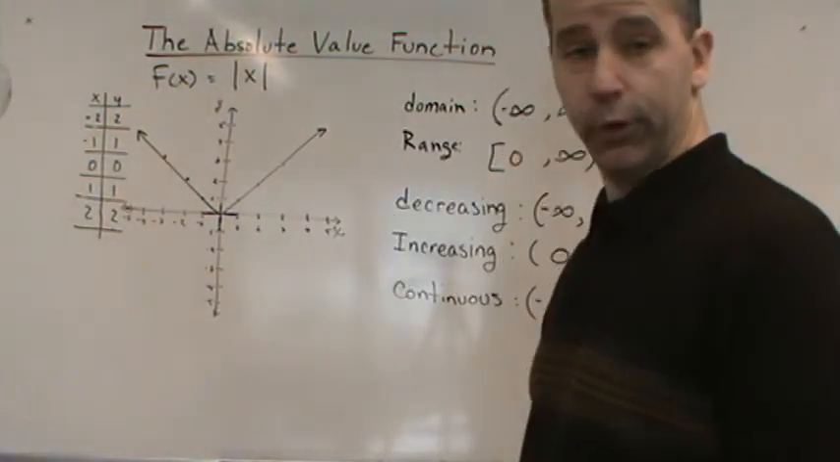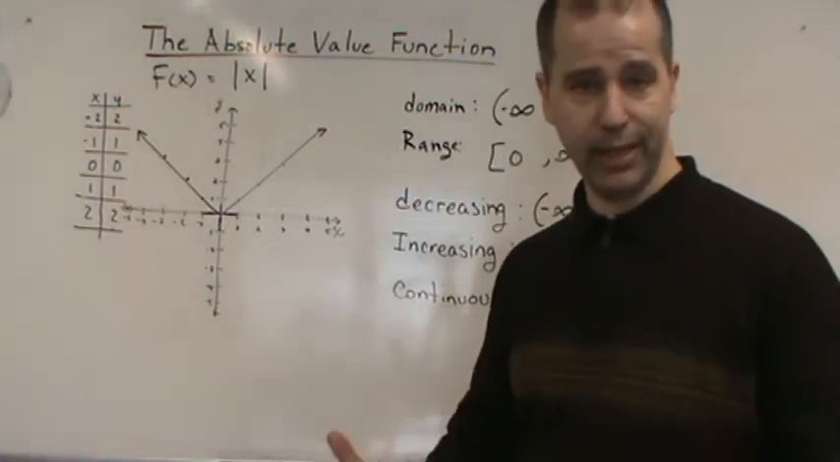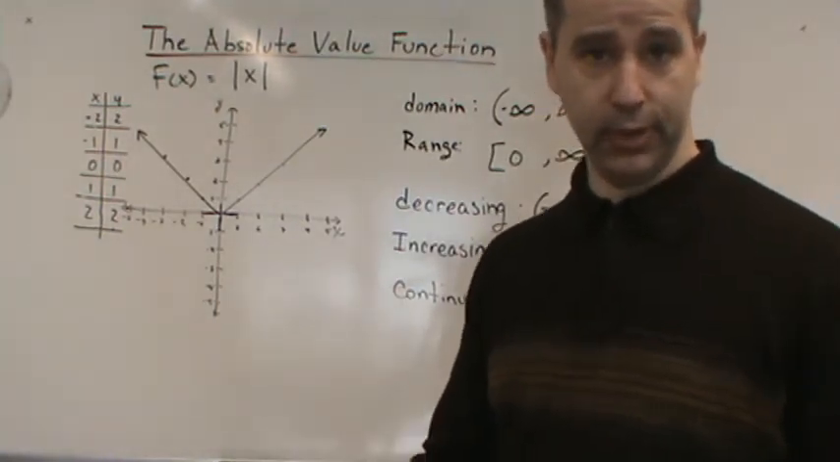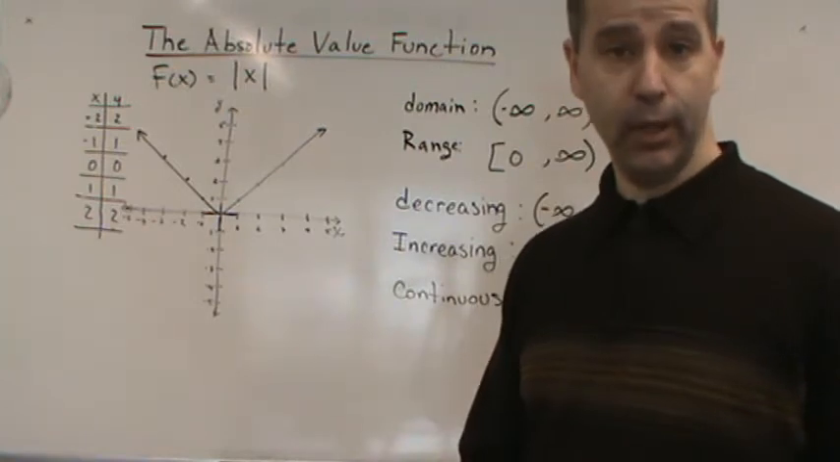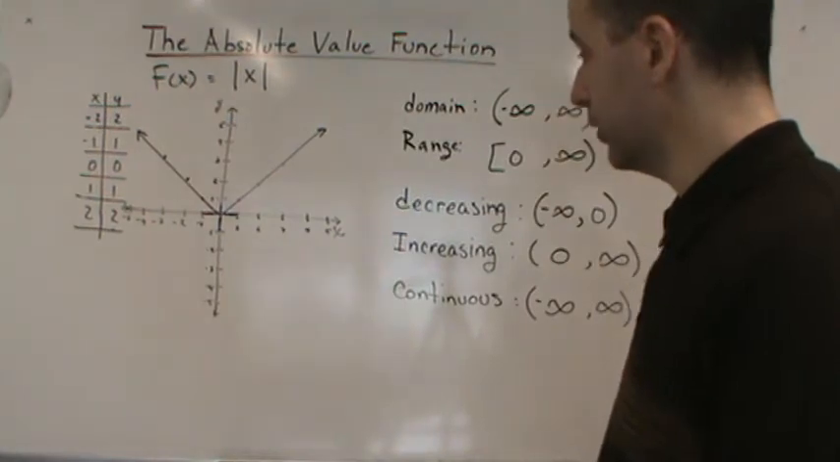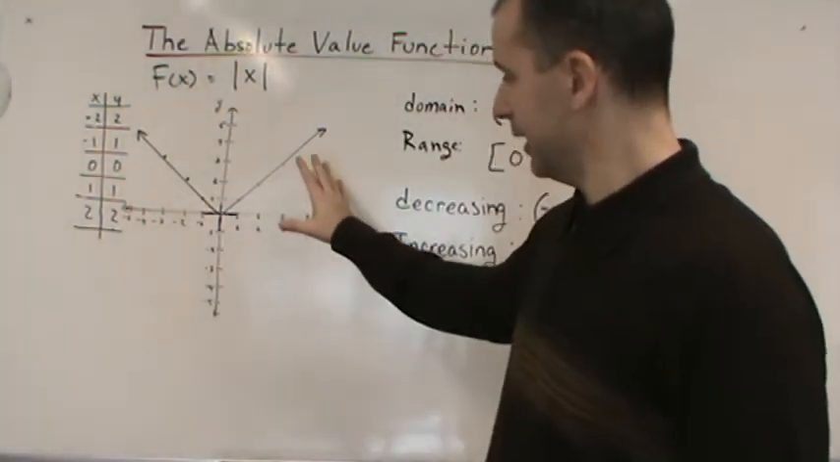Okay? And so if we know the behavior of this function, then we can figure out the behavior of other functions that involve absolute values and be able to graph them using just our knowledge of this basic function. So let's look at what we have. So it looks like a V.